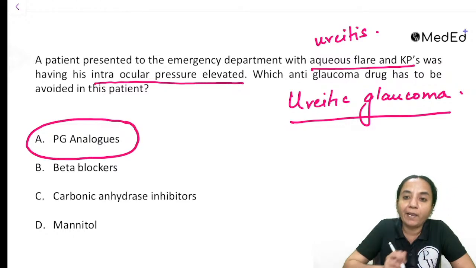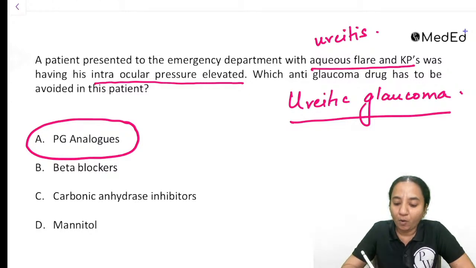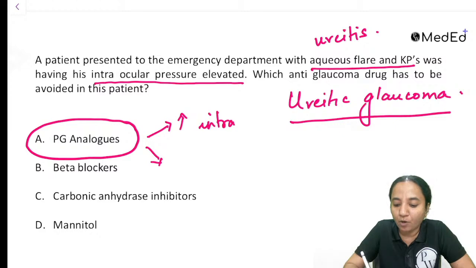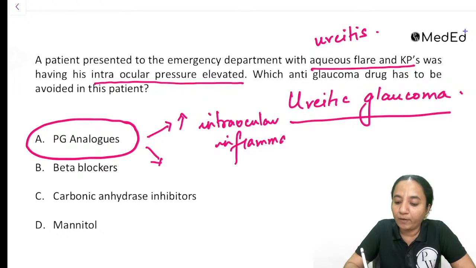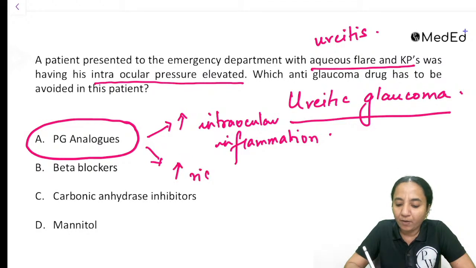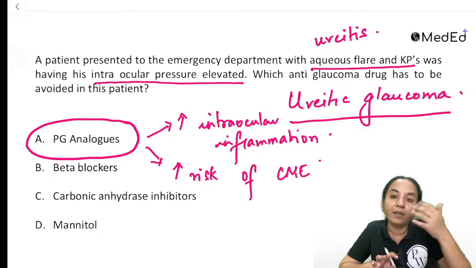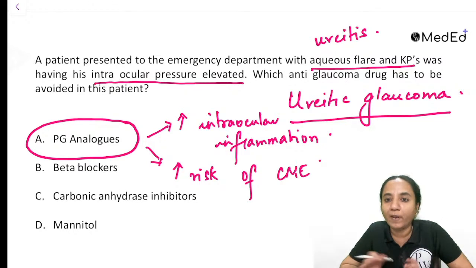Why? Because PG analogs have two important problems. One, they increase the uveitis, and also they cause cystoid macular edema. They are known to cause intraocular inflammation. So if the eye is already inflamed, the PG analogs may further increase the inflammation. And they also increase the risk of cystoid macular edema, because we know that in uveitis there is anyway a risk of cystoid macular edema, and PG analogs also increase the risk of CME. So together, it might not be a good idea to give PG analogs.